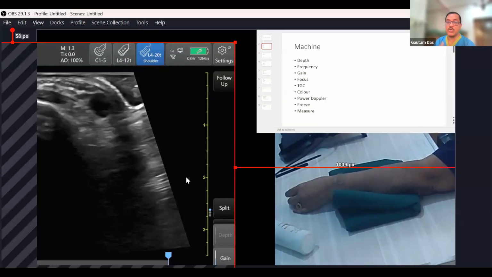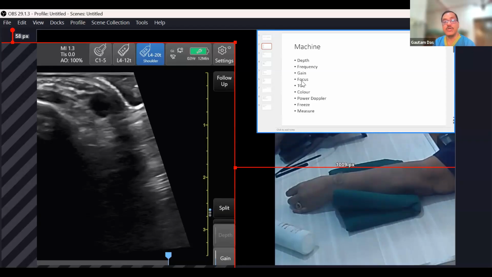And some machines have dual focus. Suppose you wish to see something at a level of 1 centimeter and another at 3 centimeters. So there are 2 focus buttons, one you can set at 1 centimeter, another at 3 centimeters. As Suspa has nicely demonstrated in his lecture, here the ultrasound beam is concentrated more over that particular area, so that those structures look better and the resolution becomes better.